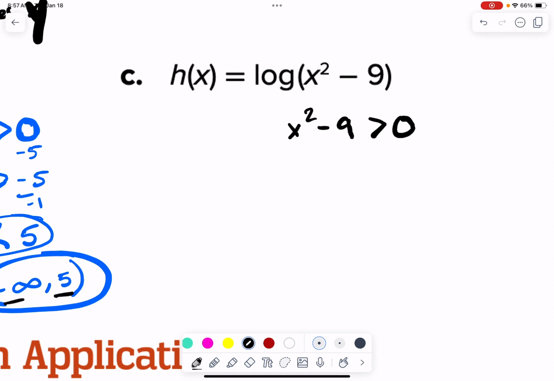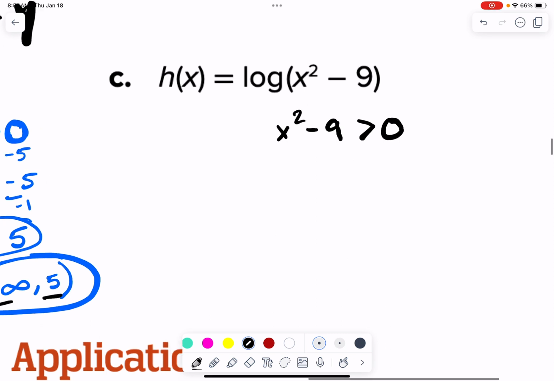Okay. So what I'm going to do is solve this thing. You can either separate it as a difference of squares, or I'm just going to add the 9 over. So x squared has to be greater than 9. I'm going to take the square root. But the square root of 9 is 3. So I've got this thing going on.